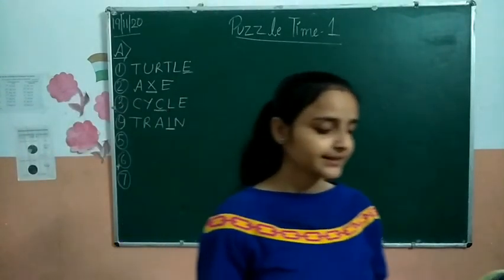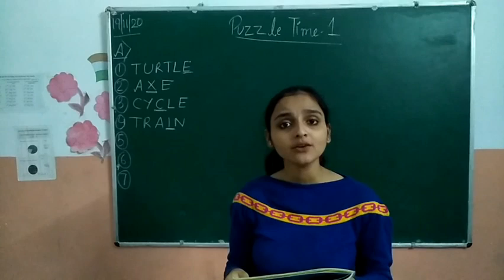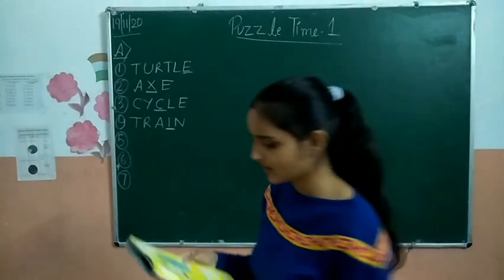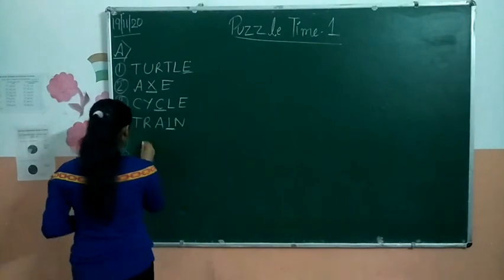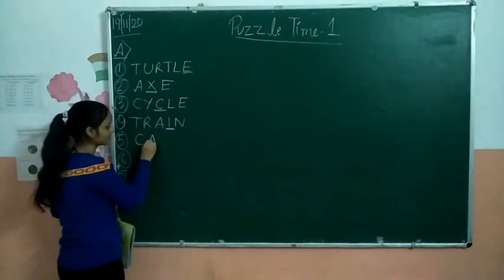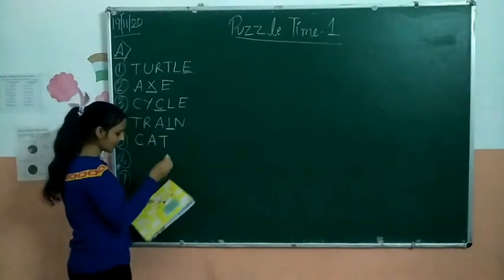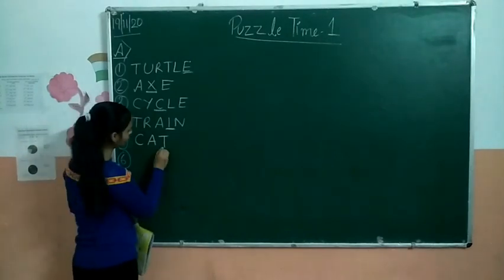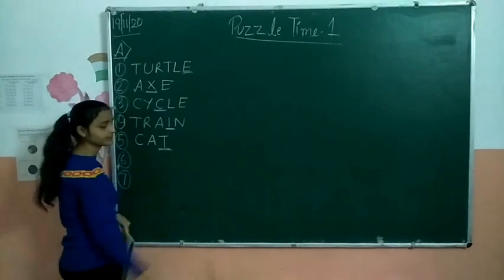Now look at the fifth shadow. Which shadow is this? This is cat. So write down cat. Now look, C is again at the purple box. So I am going to underline it. Okay.